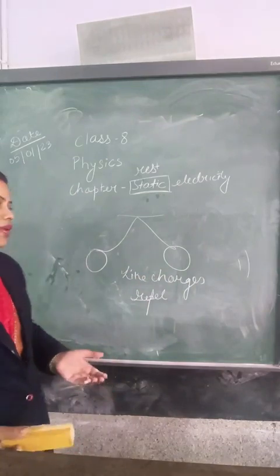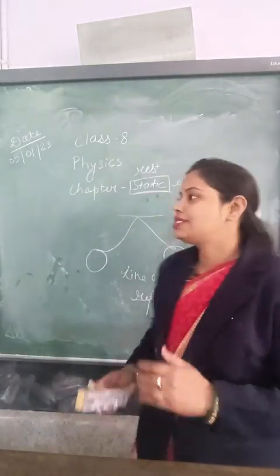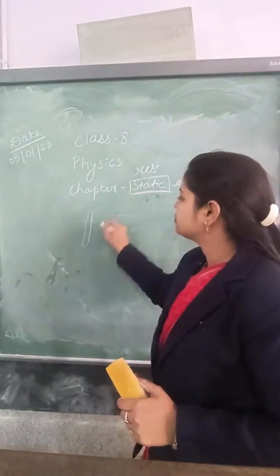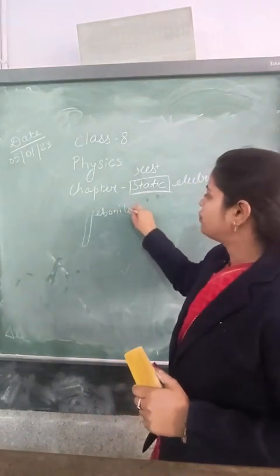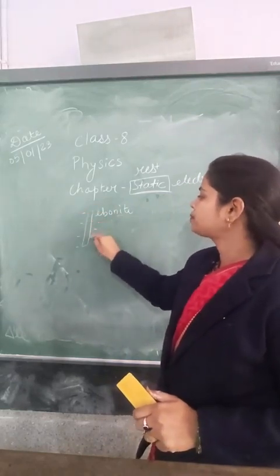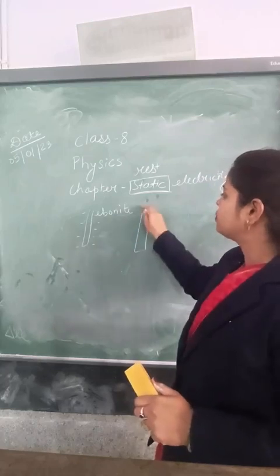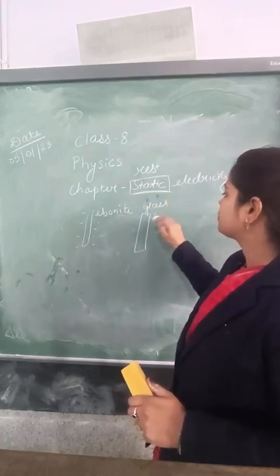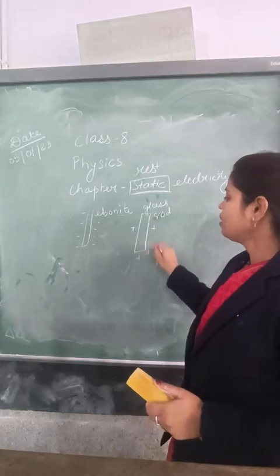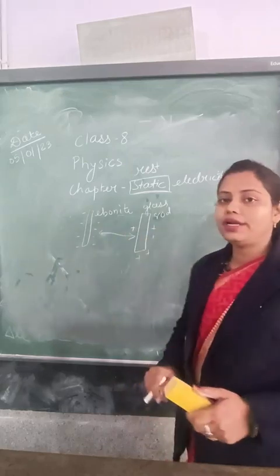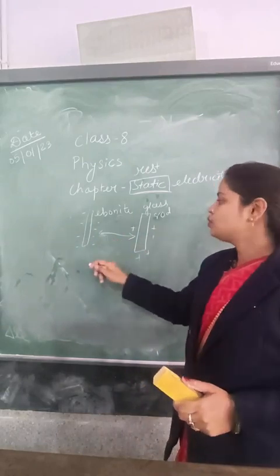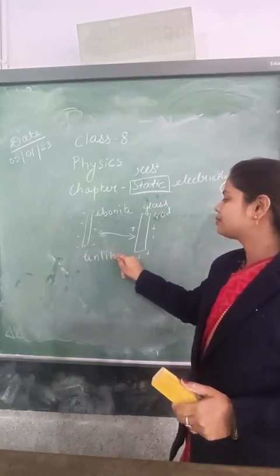Now let us have an example where we will understand that unlike charges attract. We will take an ebonite rod rubbed with fur. As we have just now understood, the ebonite rod will get a negative charge. Take another rod, a glass rod, rubbed with silk. It will develop positive charges. When these two rods are brought near each other, it has been observed that both the rods attract each other. This shows that unlike charges attract.